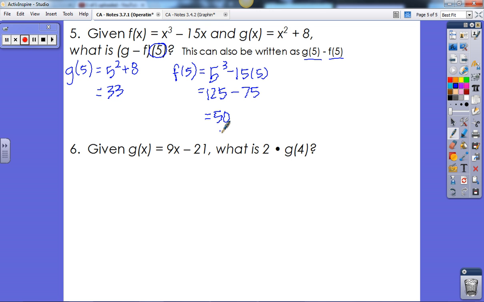And then I'm going to subtract them again. Be careful of the order. So g of 5, my answer was 33. F of 5, my answer was 50. 33 minus 50 is going to give me negative 17.